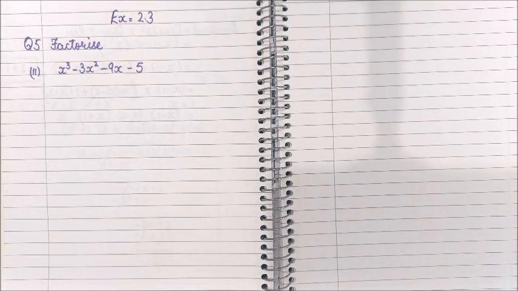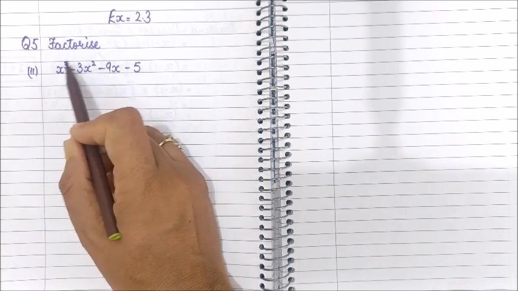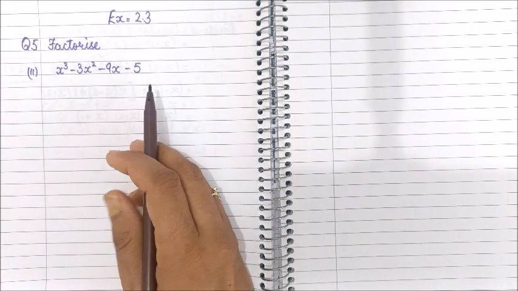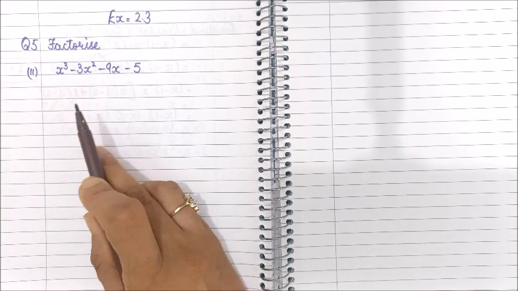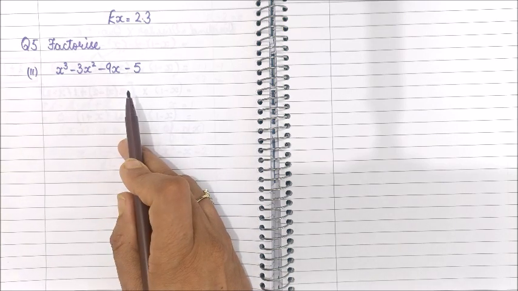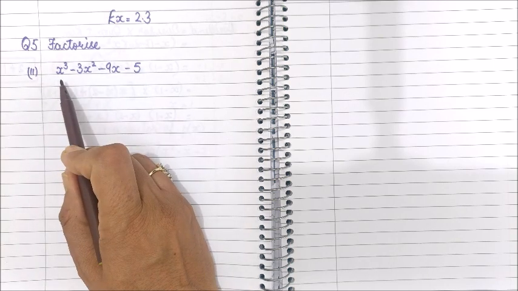Now we have the second part of the same question, exercise 2.3, chapter Polynomials. Here also you can see that we have the maximum degree 3, so this is a cubic polynomial. It is clear that we are not going to factorize it by splitting the middle term, which we always used to do in the case of a quadratic polynomial. Here we have a cubic polynomial.